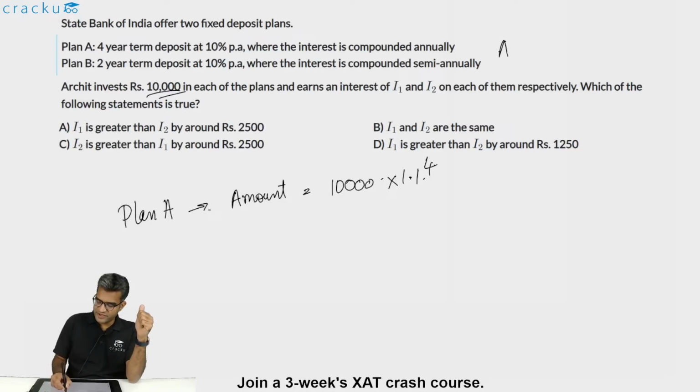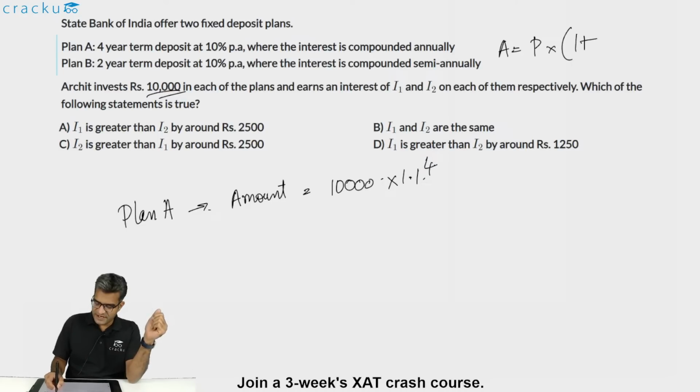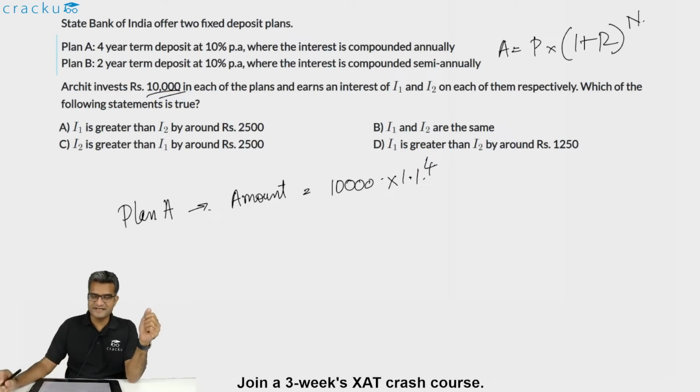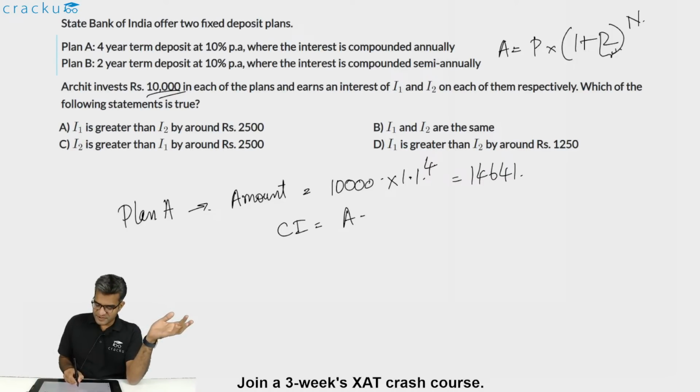Because we know that in compound interest, the amount that a person receives at the end of a time period is the principal into 1 plus rate of return to the power n, where n is the number of years it is invested. This R is basically expressed in percentage. If you are told that it is 10%, this will be 1.1. You can also express this as 10 by 100, that is small r by 100. That also is fine. This is the amount. So if you simplify this, this will be 14,641. This is the total amount. So the compound interest will be amount minus principal, which is equal to 4,641.